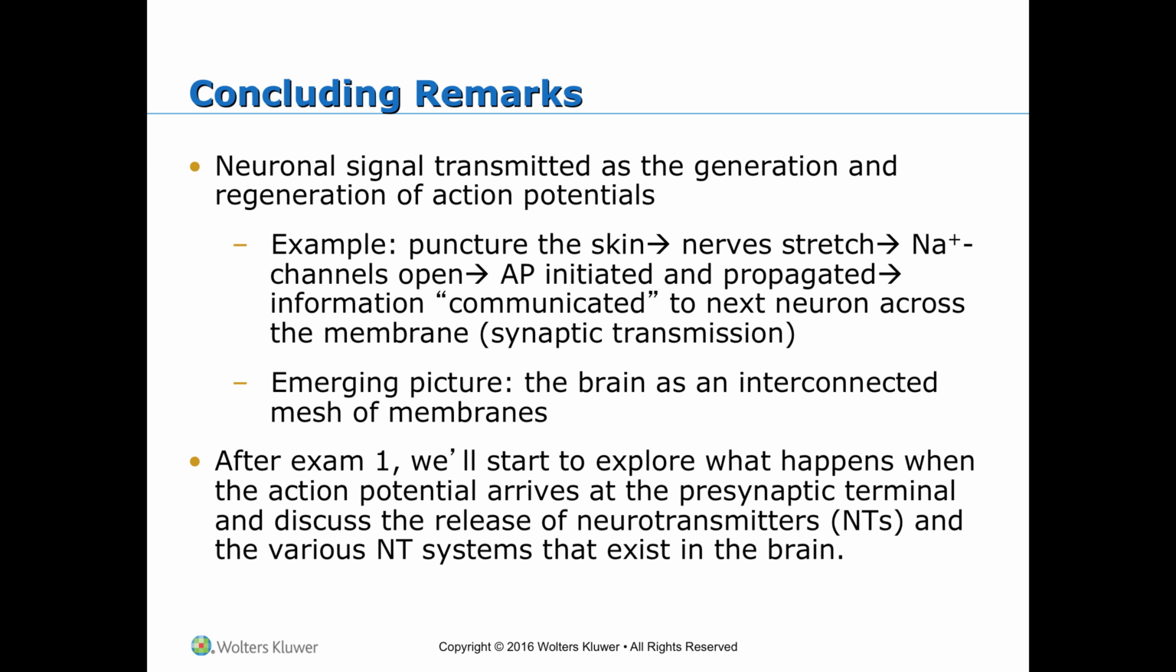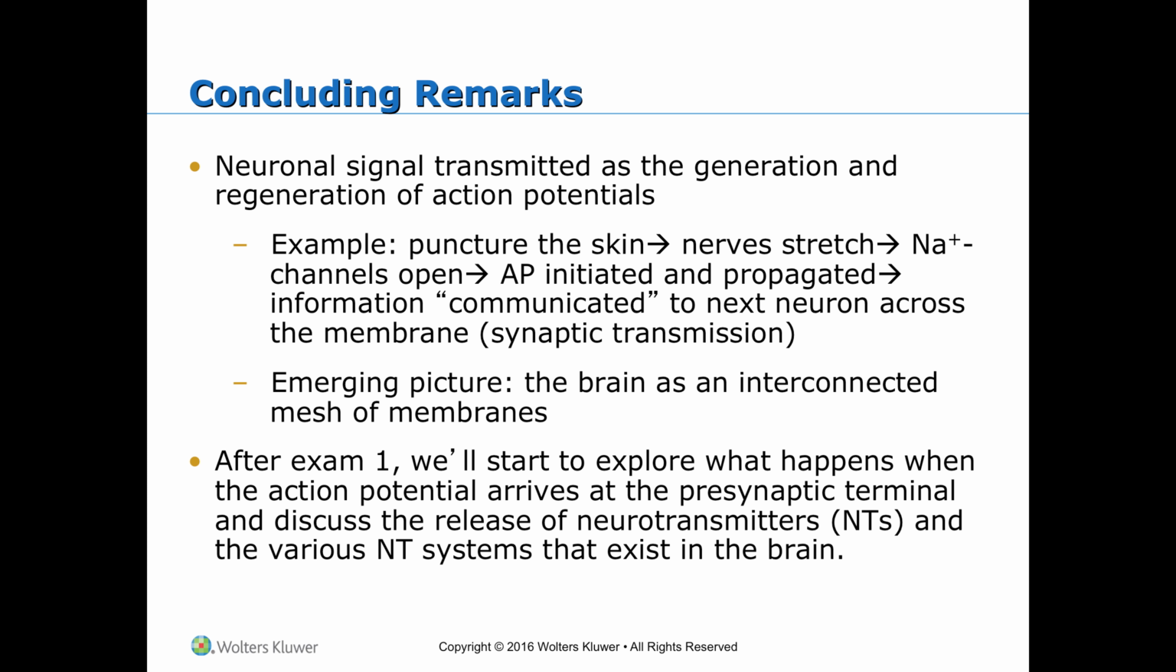So the neuronal signal, or the action potential, is transmitted as the generation and regeneration of these action potentials. This signal going down the axon is essentially a generation and regeneration of an action potential traveling down, which is just a massive depolarization. A good example of action potentials in signal propagation is puncturing the skin. Nerves can be stretched, allowing stretch-sensitive ion channels to open, initiating and propagating an action potential. Then that information is communicated to the next neuron across the membrane.